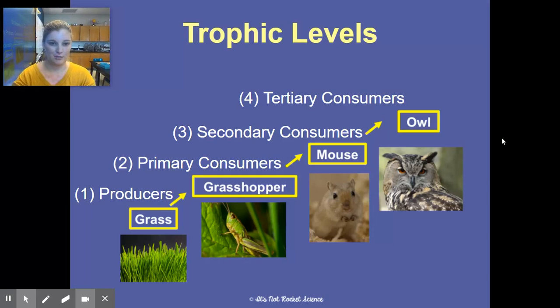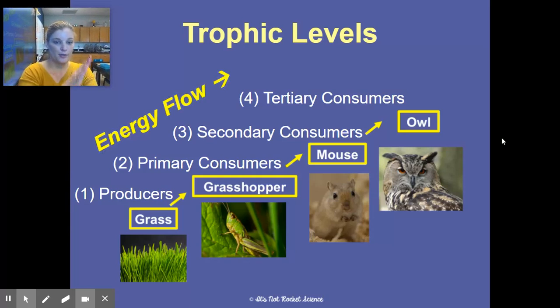So I would make sure you keep that really clear in your notes. And the energy is going to go from the grass to the grasshopper to the mouse to the owl. So we're going up the numbers. So 1, 2, 3, 4, the energy flow is going from 1 to 4.